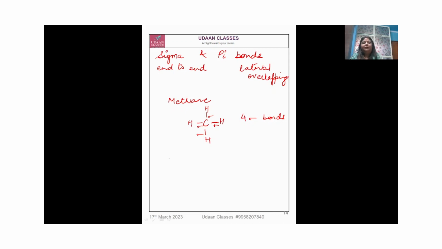Now if I have ethene, the formula is CH2 double bond CH2. Now again this is a single bond, so it's a sigma bond. Here again it's a sigma bond. Here again it's a sigma bond. Here it's a sigma bond. Here one is a sigma bond, but now the second one is your pi bond. So in all I can say I have 5 sigma bonds and 1 pi bond. Let's take some more examples.